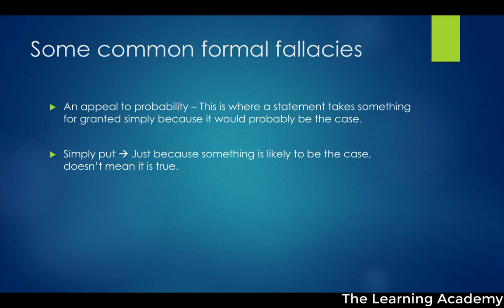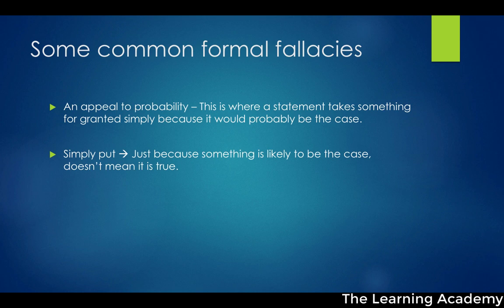So let's take an argument, for example. All ducks are black. Premise 1. All ducks are black. Premise 2. Barry is a duck. Conclusion. Barry is black. This argument could be seen to appeal to probability. Okay, because you could make the argument, obviously this would be false, because not all ducks are black, and ducks come in all different colours and shapes and sizes.